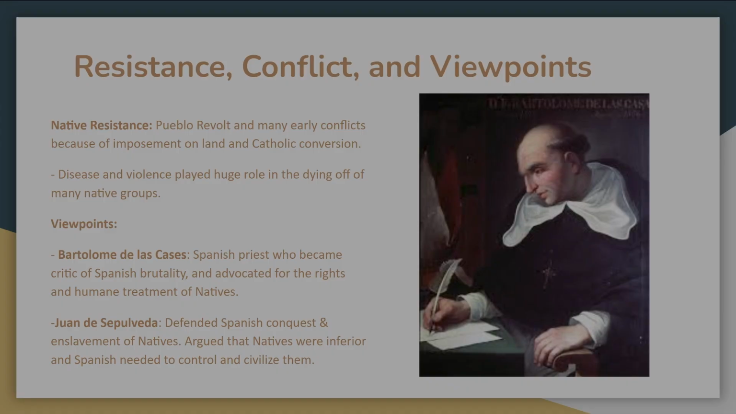On the other side of things, you have Juan de Sepúlveda. He defended Spanish conquest and enslavement of natives. He argued that natives were inferior and Spanish needed to control and civilize them.